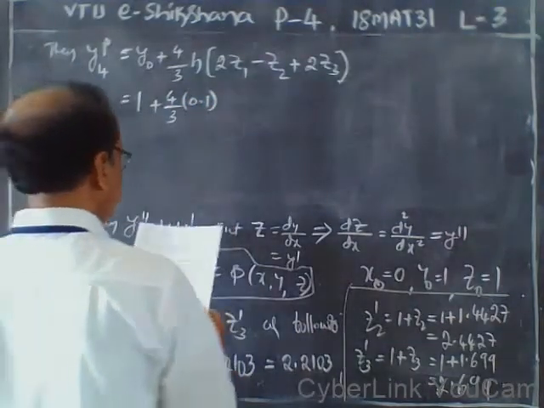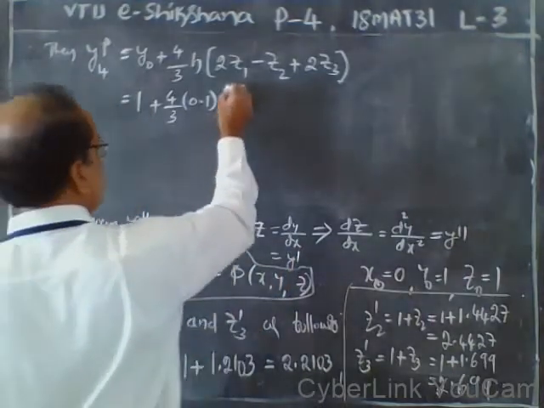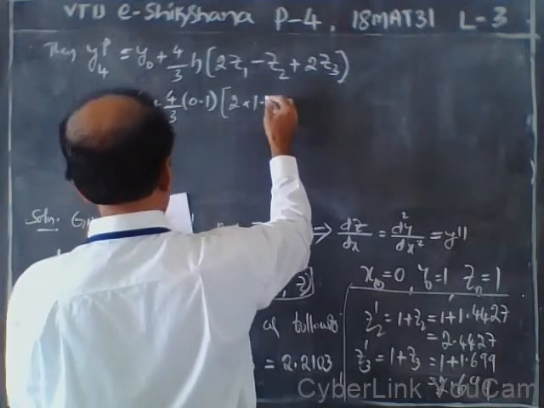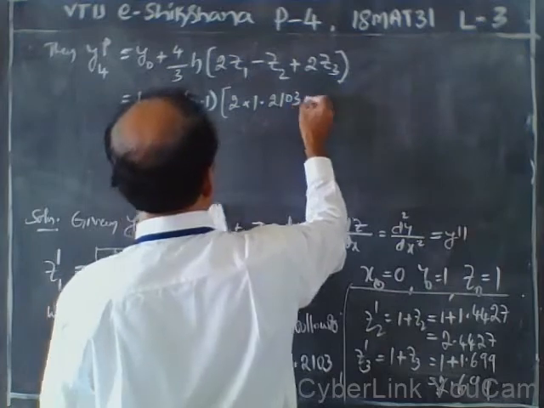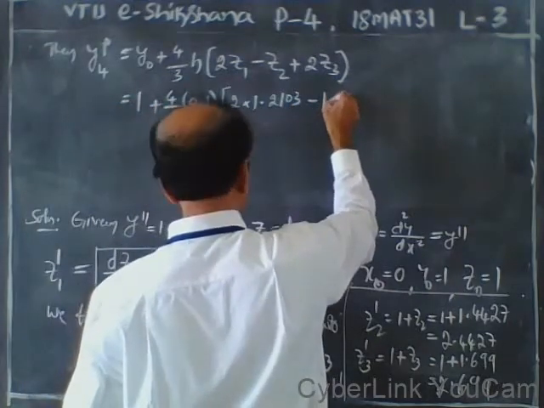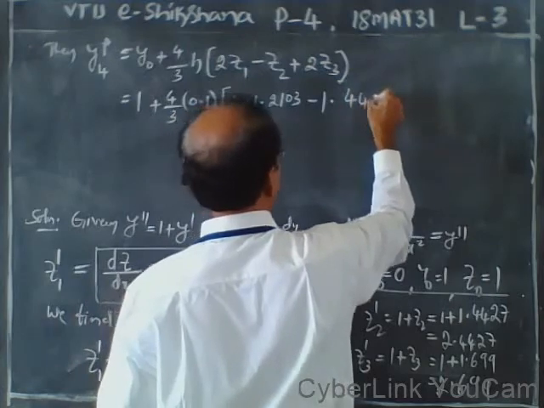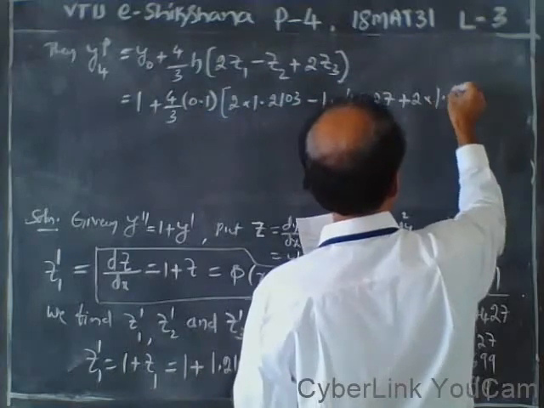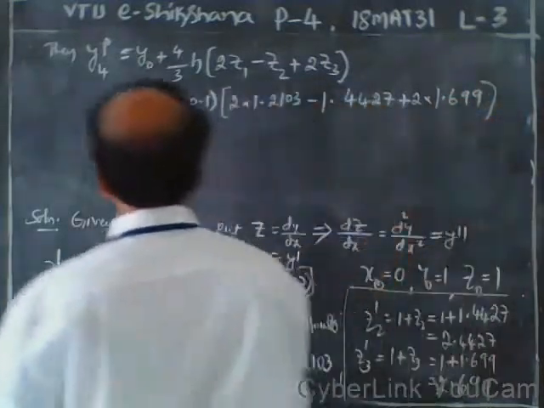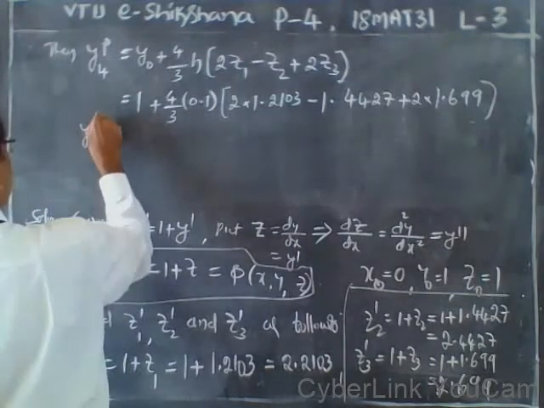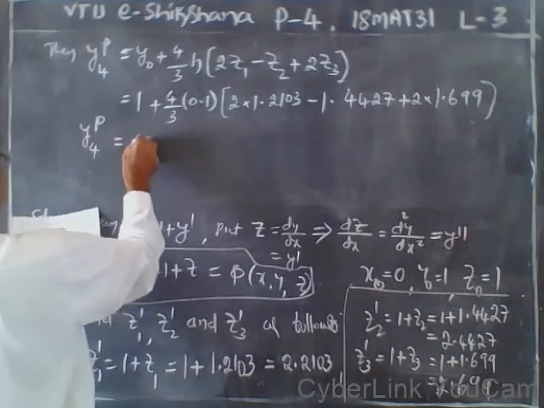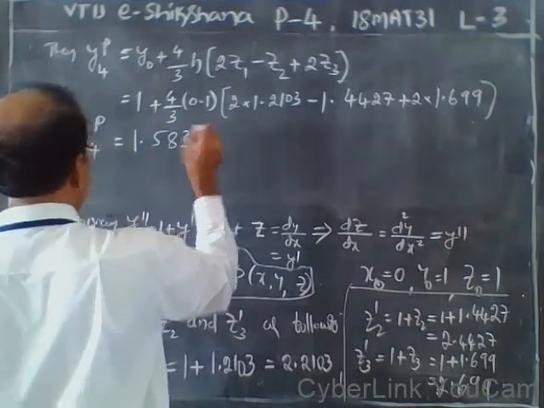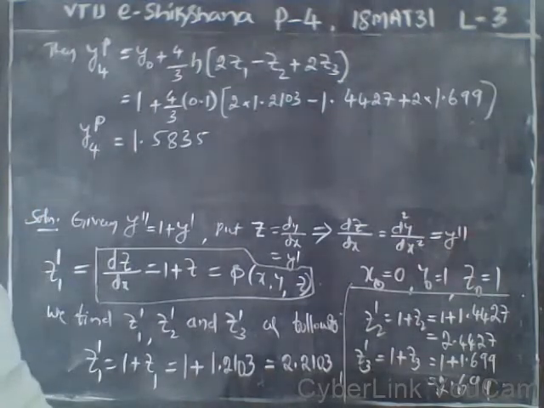That is 0.1 because at 0.1, 0.2, 0.3 it is given. So 2 times z1, that is 1.2103, minus z2, 1.4427, plus 2 times 1.699. Then this y4p is calculated, and finally we have written this as 1.5835. This is the value of y4p.